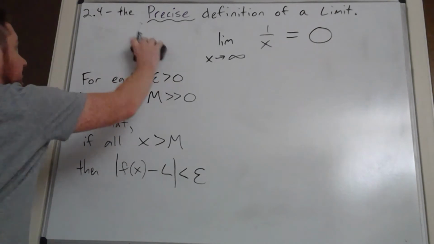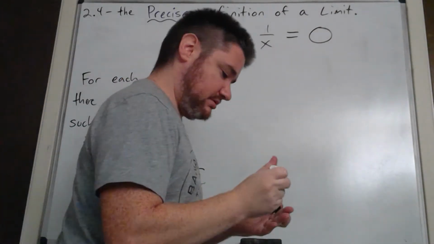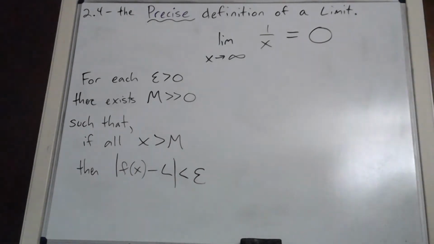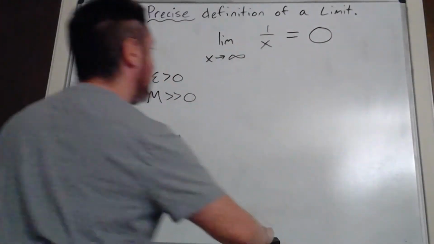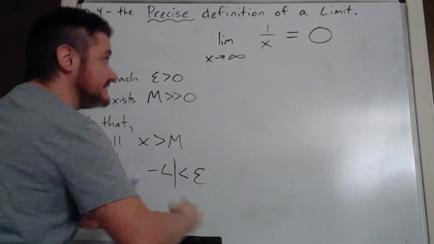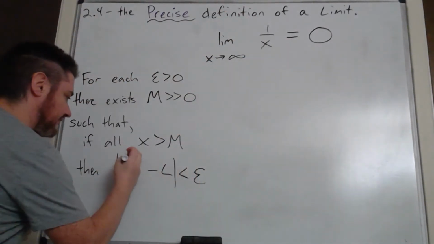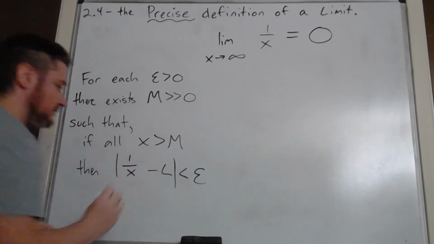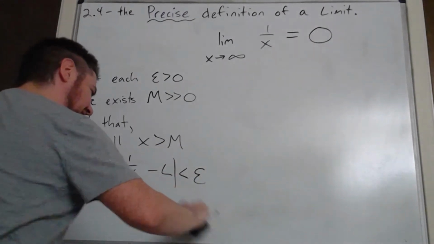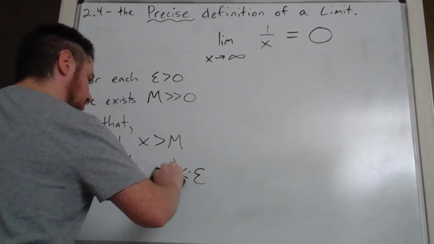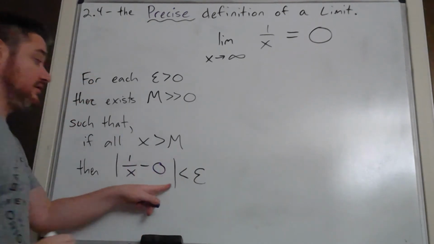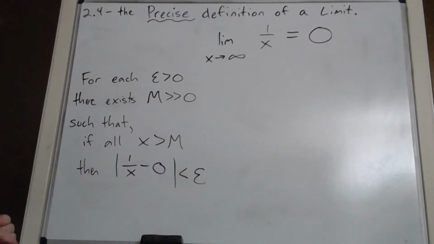Let me use my purple marker here, just for some emphasis. The function f of x, we've got a specific function here. We're calling it 1 over x, and the limit is 0. That's why this is a nice example, it makes the calculations easy. So we're saying that the difference between 1 over x and 0 needs to be less than an epsilon.